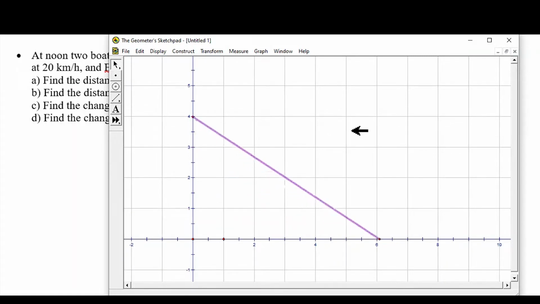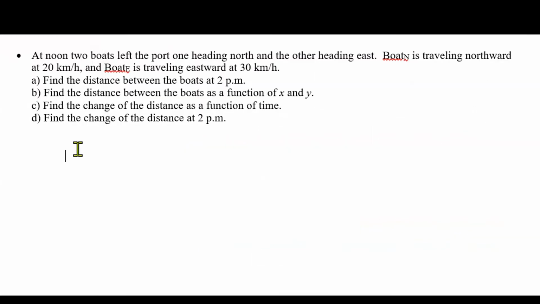So as you can see, you should be able to animate your picture in your head, right? So you see this distance between two boats increase, right, over time. And the question is, how fast is it increasing at 2 o'clock, 2 hours later? Because the boats departed at noon. Okay, let's try to solve this thing.